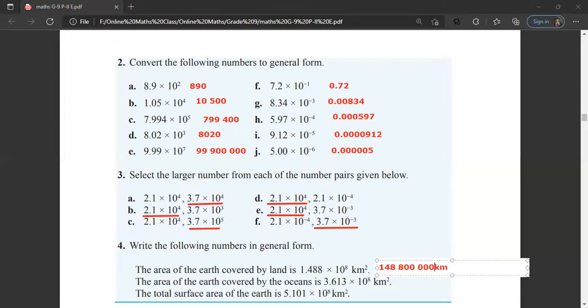Understand? The number. Okay. So what is that? 148,800,000 square kilometers. Right? Yes, next.